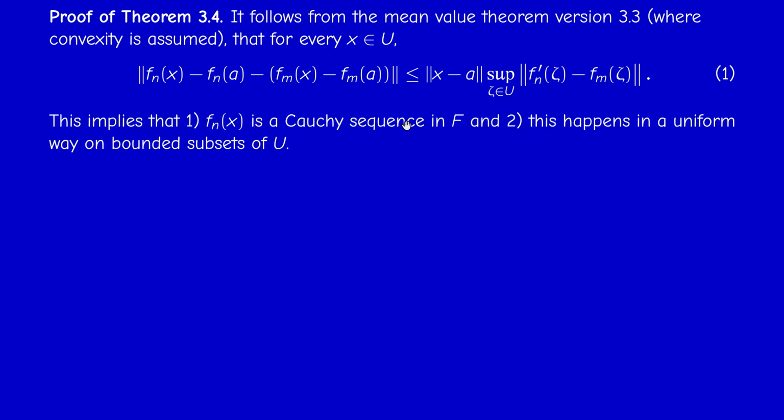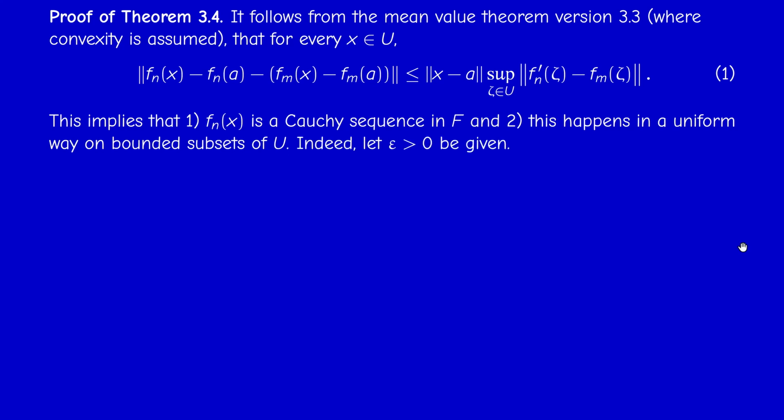This is very important actually, because what does this imply? First, this implies that at every point x, the sequence of elements in capital F, in the target space, is a Cauchy sequence. And second thing, we shall prove that, don't worry. And so therefore, since F is complete, we have a limit. And actually, convergence is uniform on bounded subsets of U. So this is what we are going to prove now.